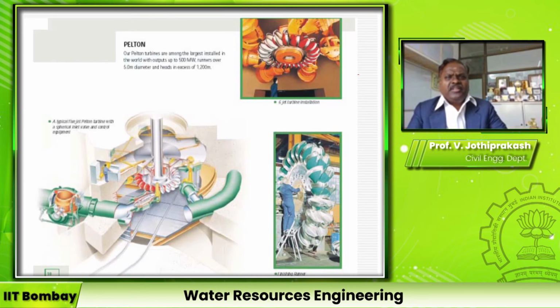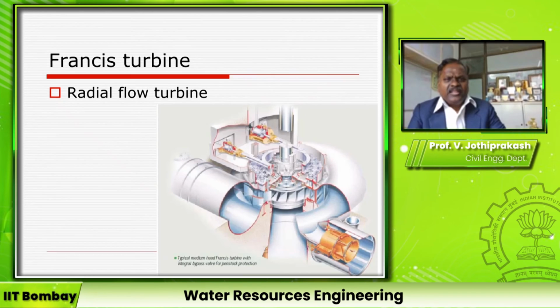So this Pelton wheel, different views, right? You can see the size of the human being and the Pelton wheel. That depends upon the size and the discharge. The second one is the radial flow turbine, either inward or outward. Francis turbine is a good example for radial flow turbine.